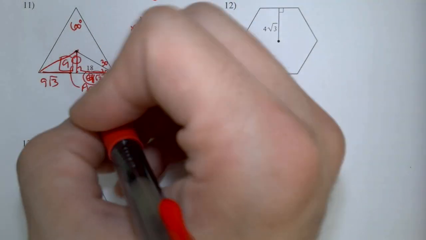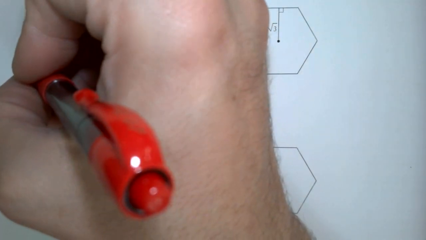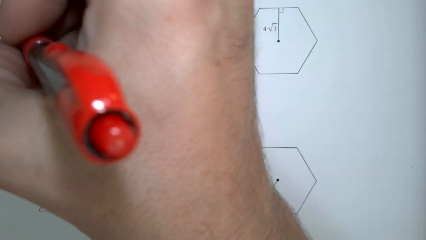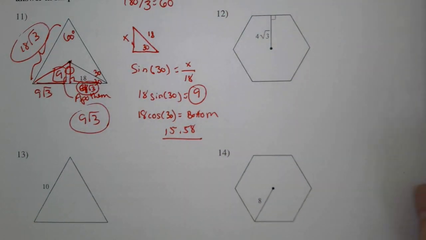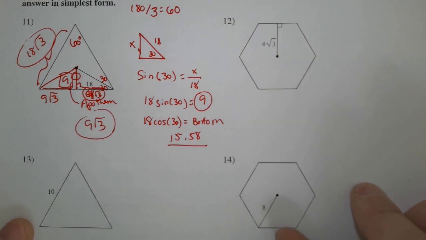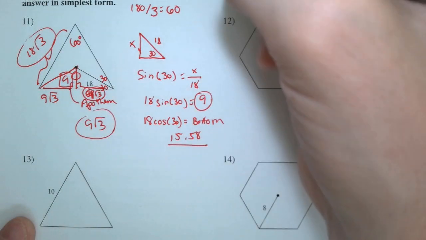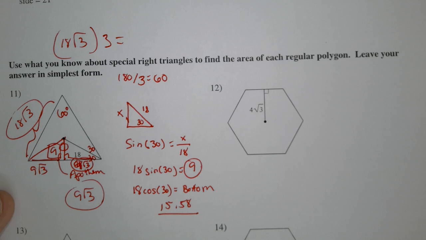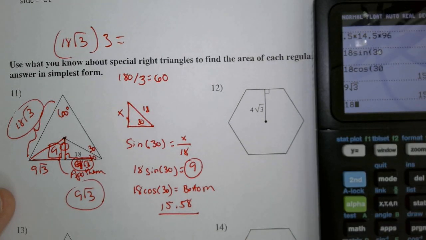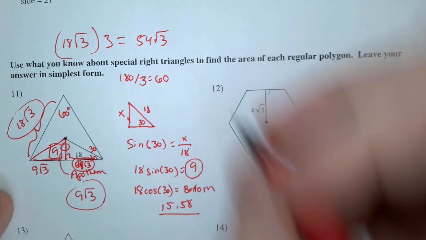If these are both 9 square root of 3 and you have 2 of them, the entire length of one of these sides would be 18 square root of 3. Okay? So 18 square root of 3 would be the one side, and we have not 1, not 2, but 3 sides. So 18 square root of 3 times 3 would be the perimeter. 18 times 3 makes 54 square roots of 3.